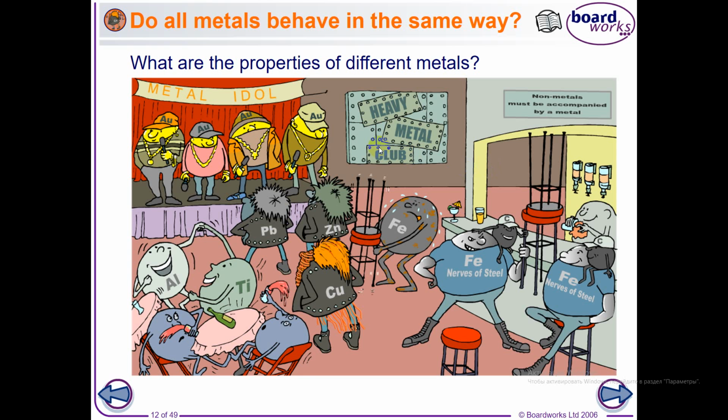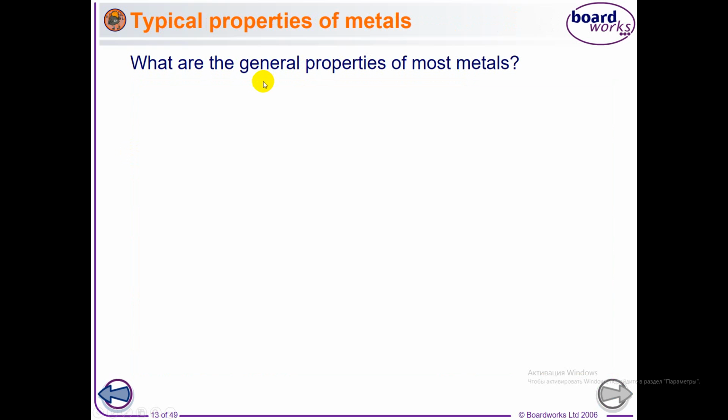Now, do all metals behave in the same way? No. We already know that there are ferrous metals and non-ferrous metals. And typical properties of metals.